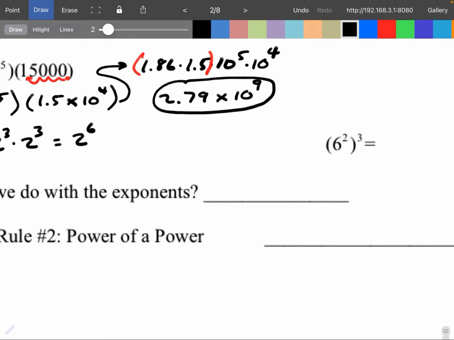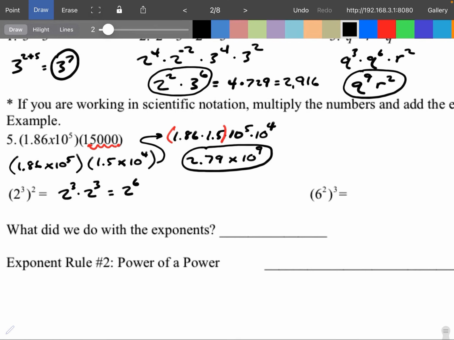All right, same thing over here. So on this one, you got 6 squared cubed. Well, if something's cubed, it means it's multiplied times itself 3 times. So this would be 6 squared times 6 squared times 6 squared. Which would give you 6 to what power? Yeah, you add the powers, right? If you have like bases, you add the powers, you get 2 plus 2 plus 2, that's 6. So that one's 6 to the 6th.